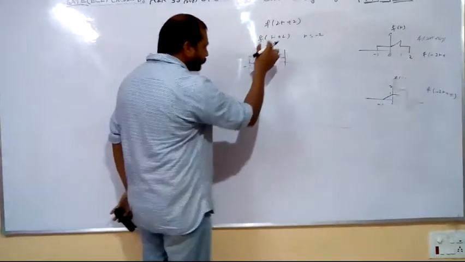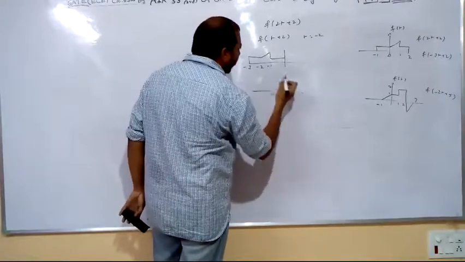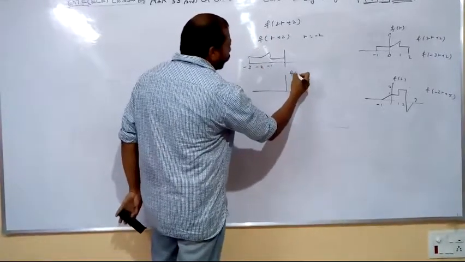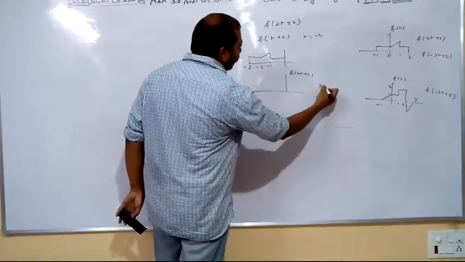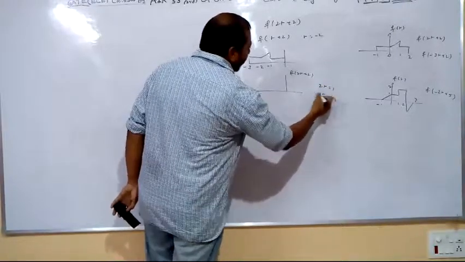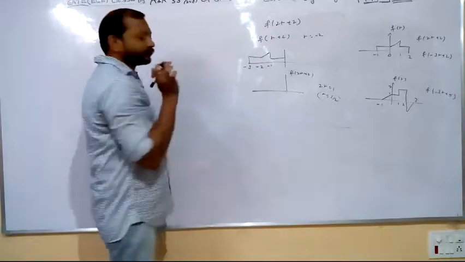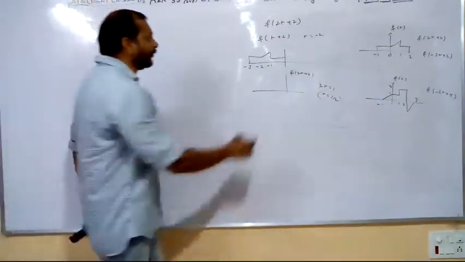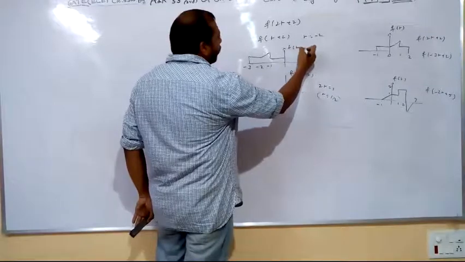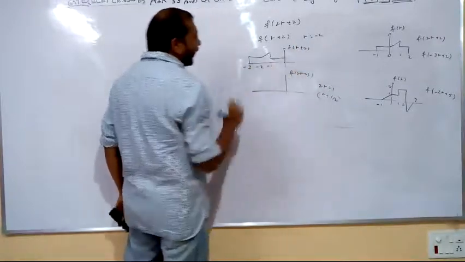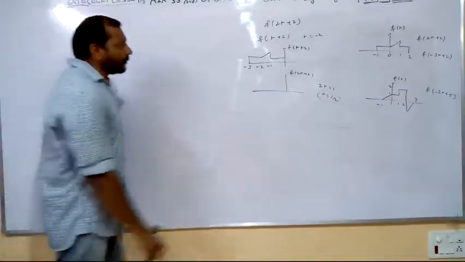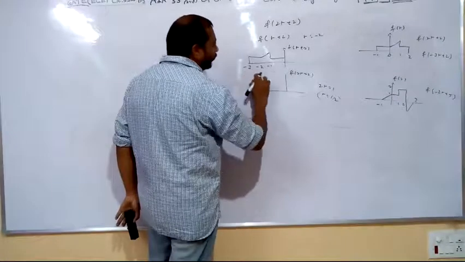Now coming to your scaling. Scaling is simply, for f of 2t plus 2, 2t equal to 1 and t equal to 1 by 2. You have to multiply this t equal to 1 by 2 to each and every instance of this signal. From the signal f of t plus 2 you are writing the scaling, so you have to multiply t equal to 1 by 2 to each and every instance of this signal.